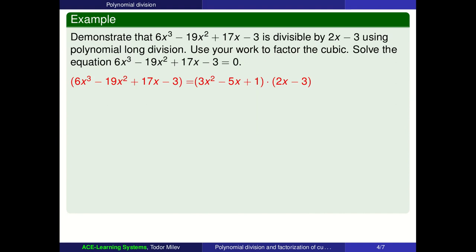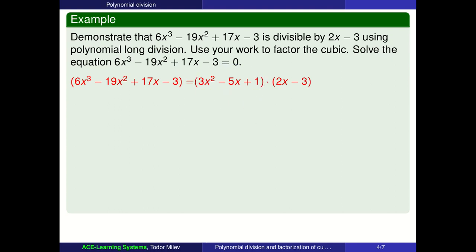Now, our work is not complete. We're done with the polynomial long division, but we have not yet fully factored the cubic. So let's do that. Let's fully factor the cubic. What remains to fully factor the cubic? Well, we need to factor the quadratic 3x squared minus 5x plus 1. We need to factor that expression here.